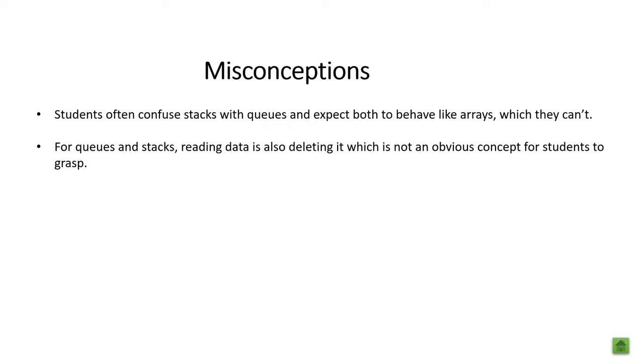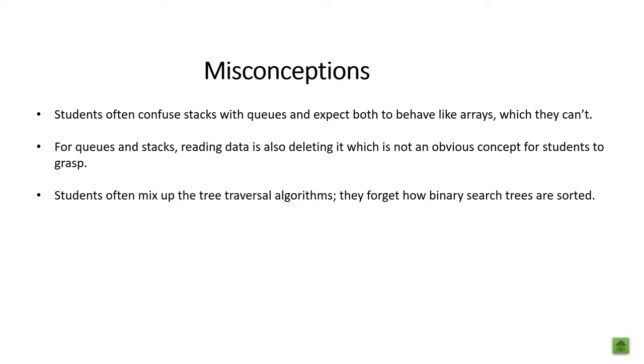You can have an array of records. So each element of an array can have a record inside it. For queues and stacks, reading data is also deleting it, okay? So when you read it or you pop it, it actually deletes it, doesn't it? So remember that. Students often mix up tree traversal algorithms.